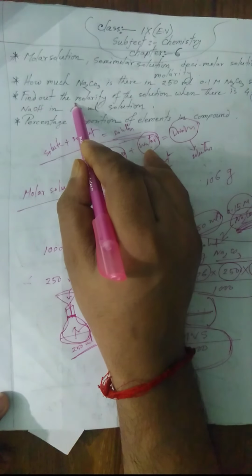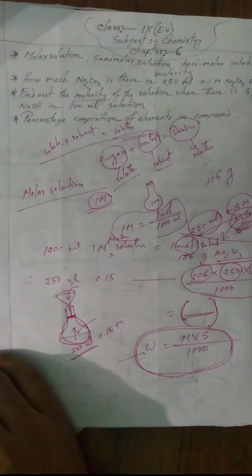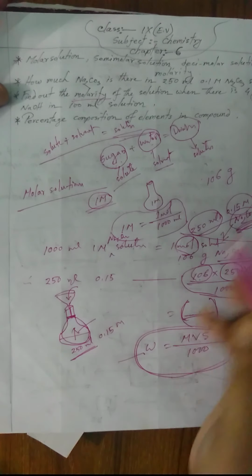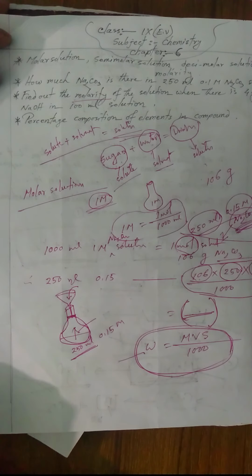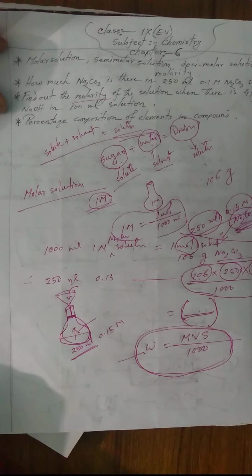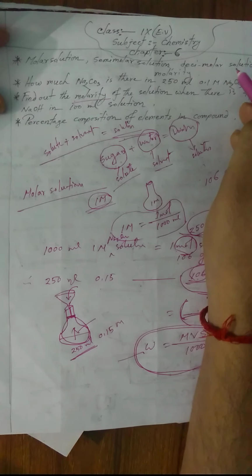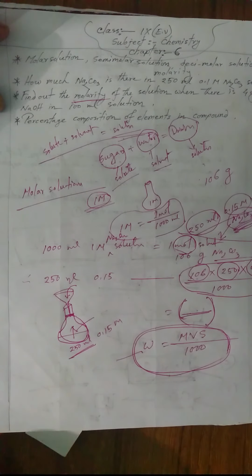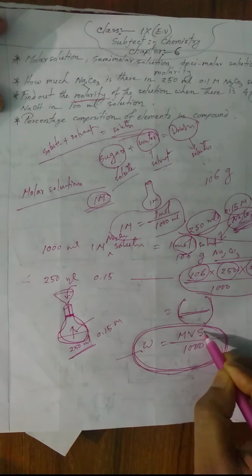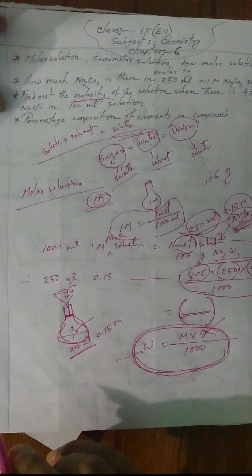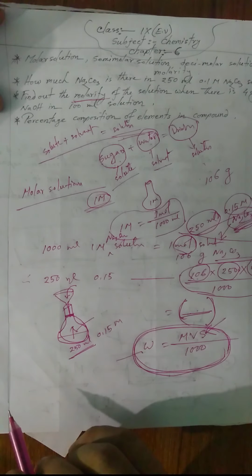Molarity means, at fixed temperature, the amount of gram molecular mass or number of moles in 1000 ml or 1 liter of solution. So molarity is the unit of concentration, and you have to measure this S, which is molarity, that means the concentration of this solution.